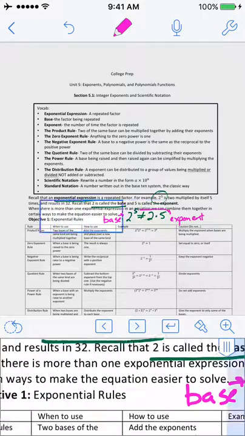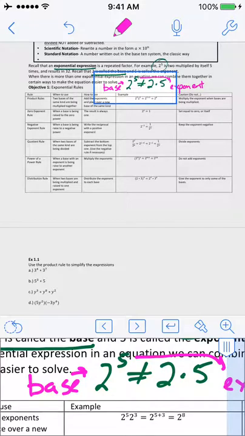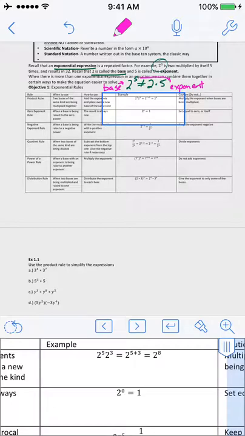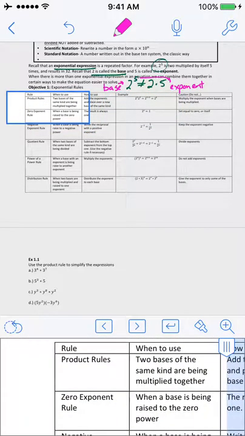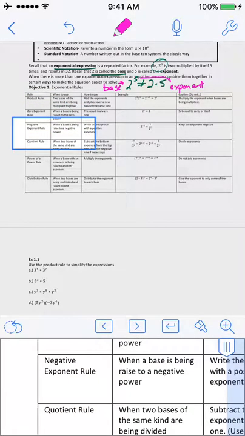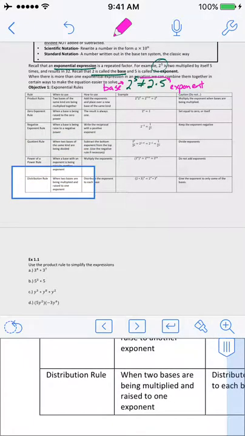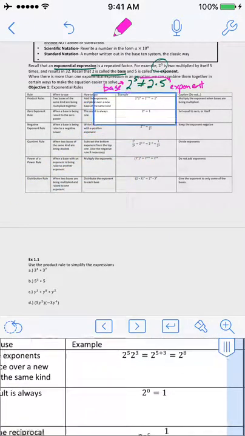Alrighty. Now let's dive into those rules. When you have multiple ones of these, just like when combining like terms, or combining x's or 2 plus 2, we can combine these guys as well, but there's a few tricks to follow that make our life easier. The first one is called the product rule. We also have the zero exponent rule, the negative exponent rule, the quotient rule, the power of a power rule, and the distribution rule. And all of these have to deal with exponents.